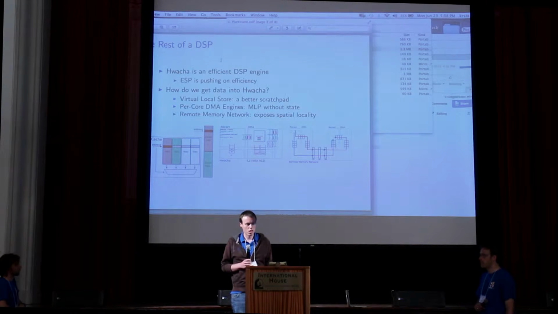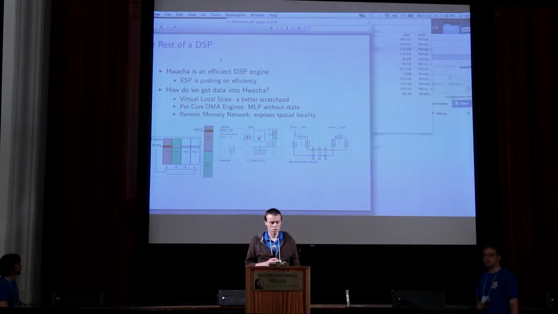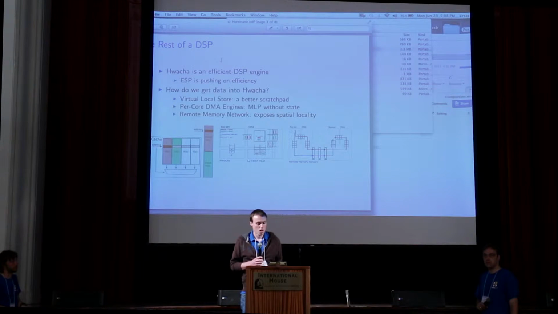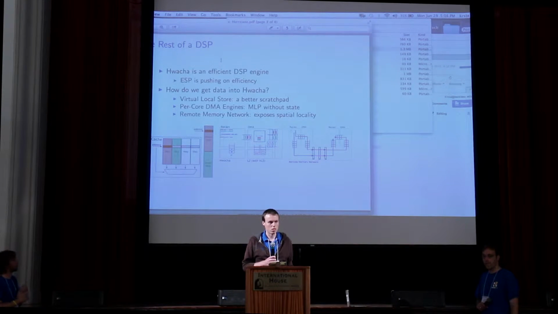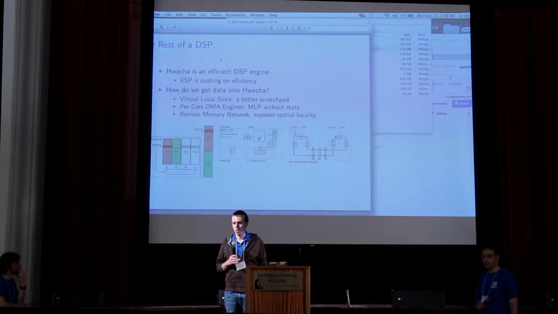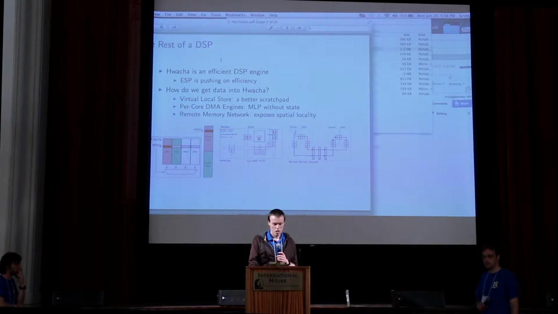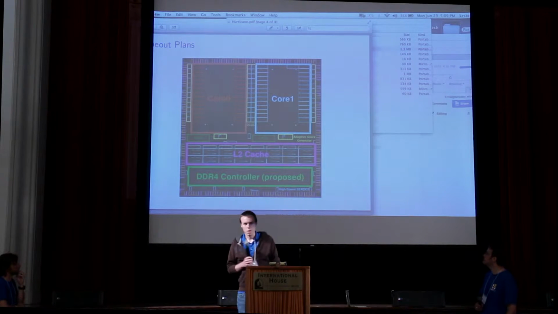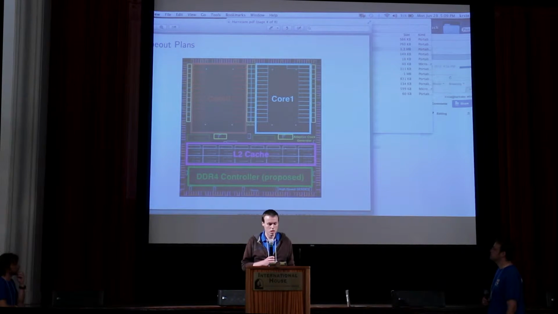So the idea behind Hurricane is, how do you make Hwacha more efficient? You work on getting data into it, making it more decoupled. We have a few features we're adding. We have what's called virtual local store, which is a kind of better scratchpad and cache deal. We have some per-core DMA engines that allow us to get more decoupling. And we have this remote memory network, which allows us to scale the chip up over larger domains than you could efficiently do cache coherence. We're trying to get a tape out done, hopefully middle or end of fall.